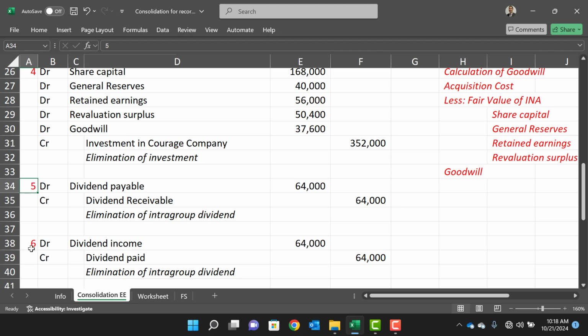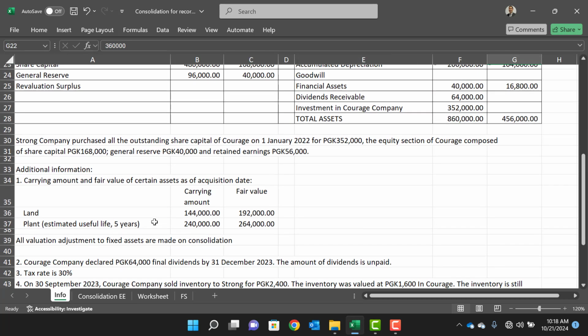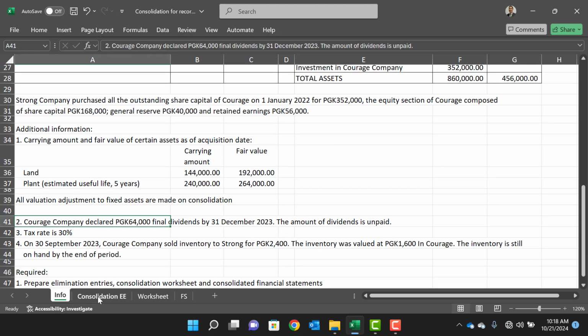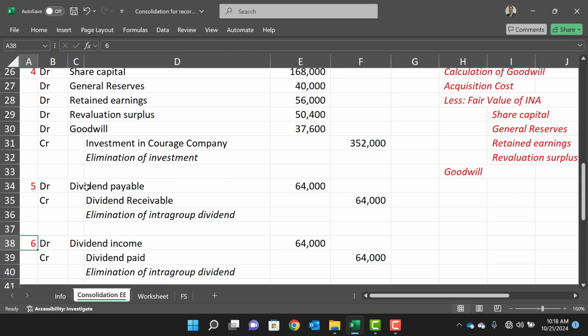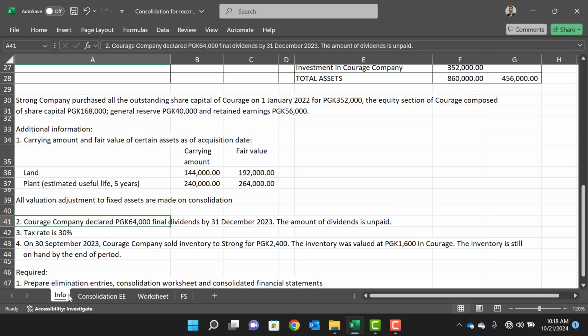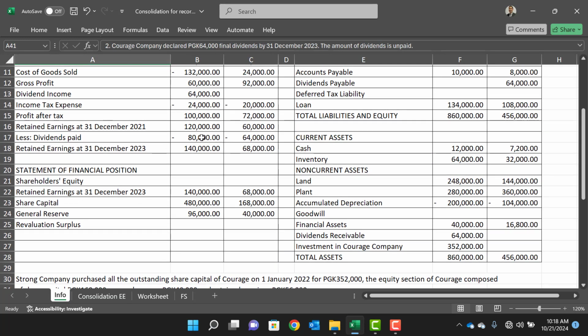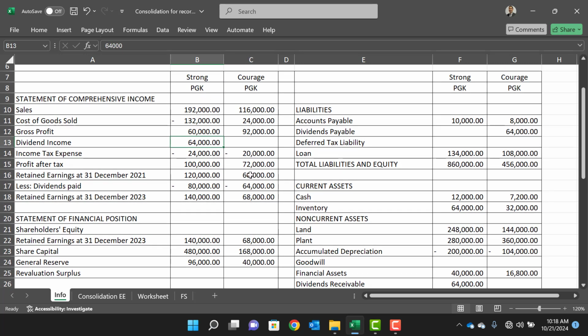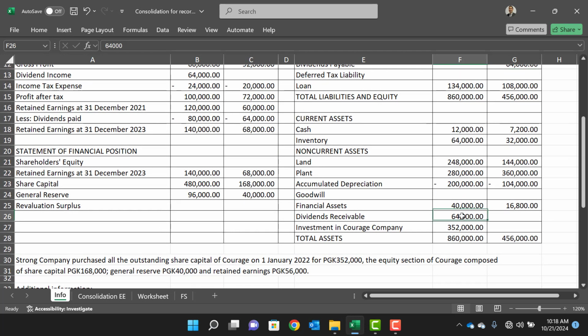Number 5 and 6, if you go back to the information, we have to eliminate this final dividend. So debit dividend payable and credit dividend receivable, 64,000 kina, and then debit dividend income and credit dividend paid. All this, as you can see, will be in the worksheet. This 64,000 kina here is for Strong Company, and this one is for Courage. We have dividend payable on Courage and dividend receivable from Strong Company.